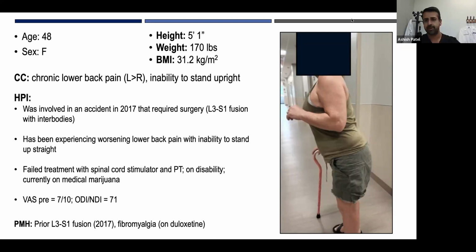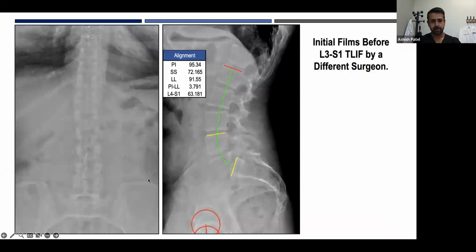It's a case of a 48-year-old female. She presents to the office with chronic low back pain. And you can see from the picture there, she has this inability to stand upright. And these are the pictures of her back in 2017. You can see that she has this degenerative disc disease from L3 through S1 with a spondylolisthesis at L5-S1, and a very high pelvic incidence of 95 degrees.